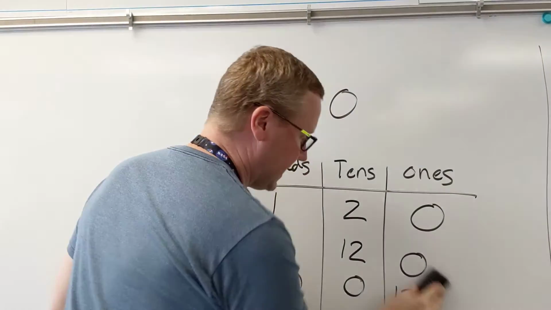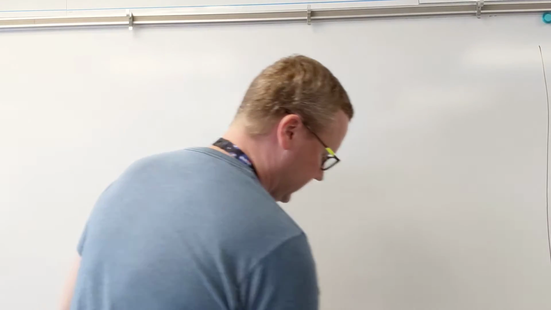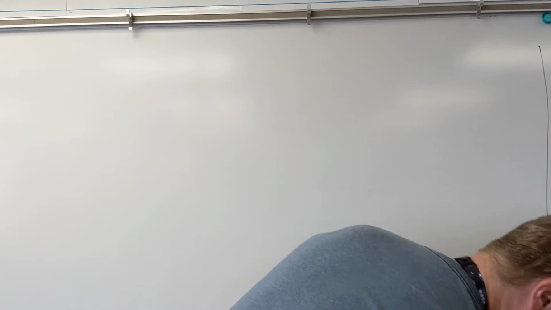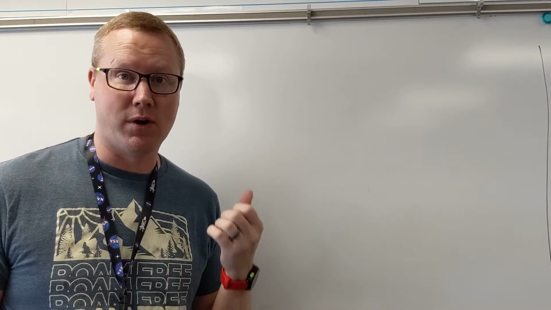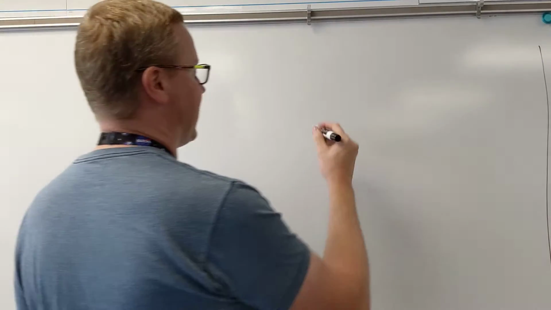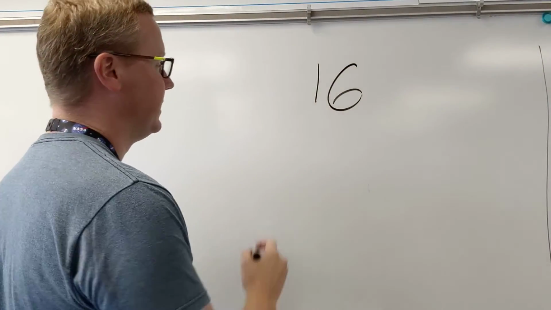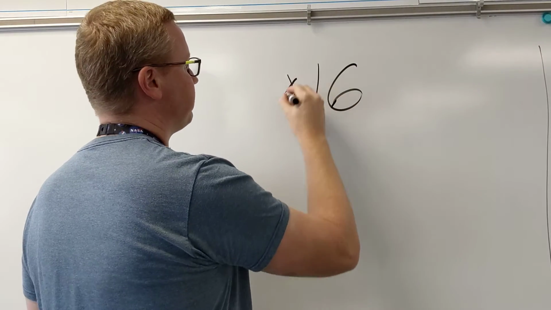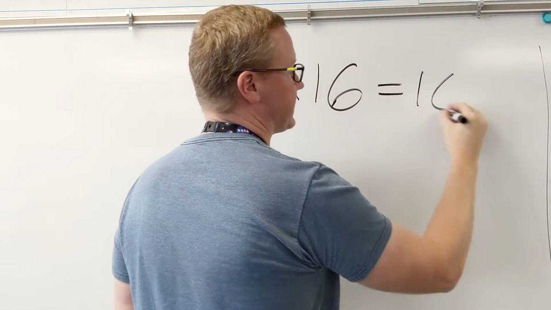All right, moving on to our next thing here. We are going to see the relationship when we multiply by a 10 or even 100 or lastly 1,000. So if I'm multiplying the number 16 right here, and I want to multiply it by 1, we all know that that equals 16.